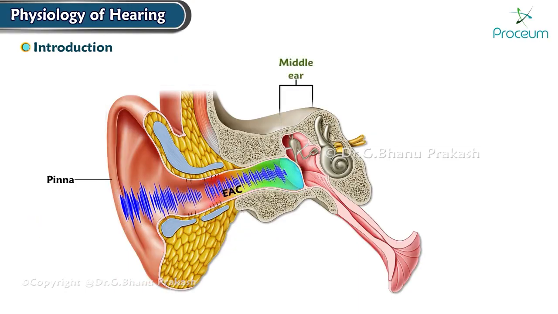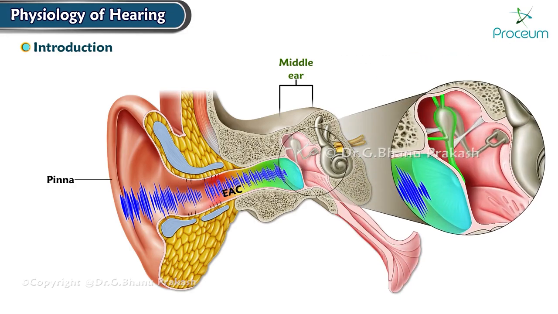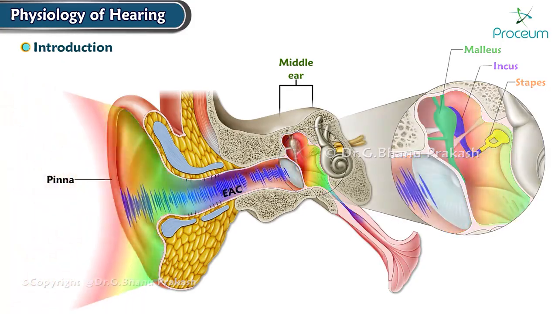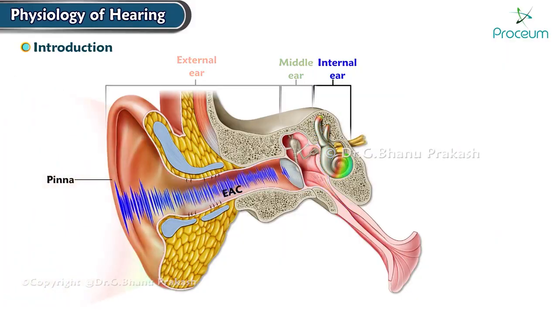Middle ear. The middle ear is an air-filled space located behind the eardrum. The middle ear consists of three small bones called ossicles: the malleus, incus, and stapes. These bones amplify the sound waves and transmit them from the eardrum to the inner ear.